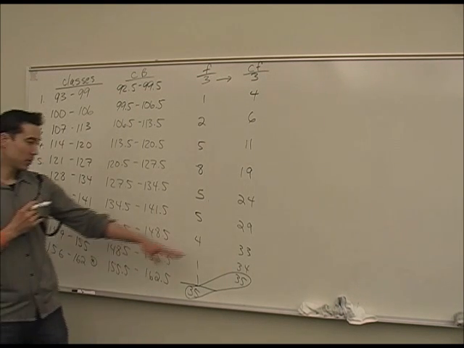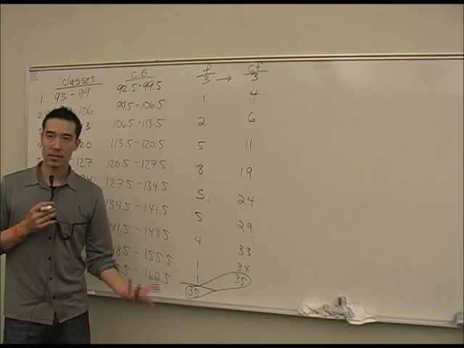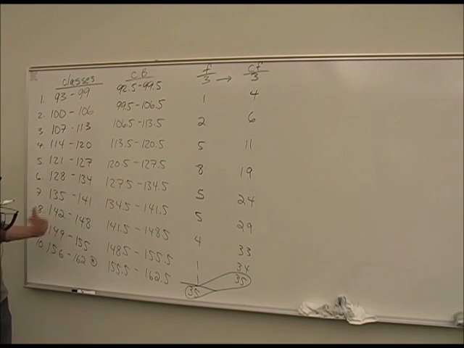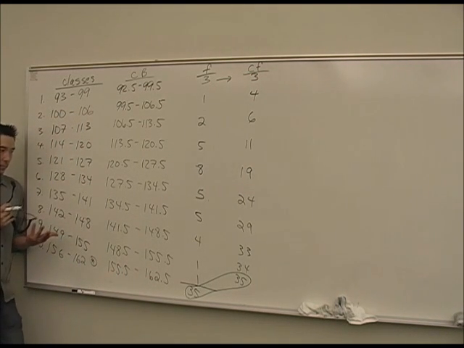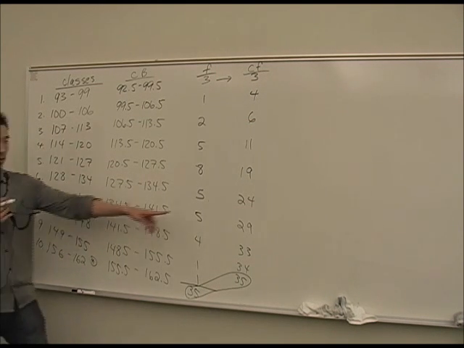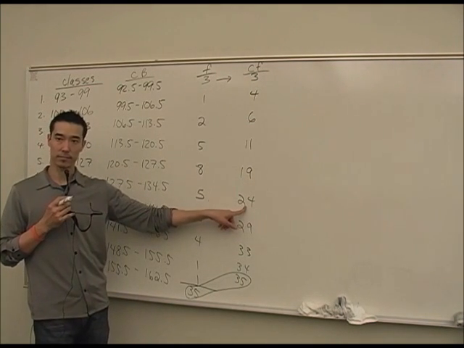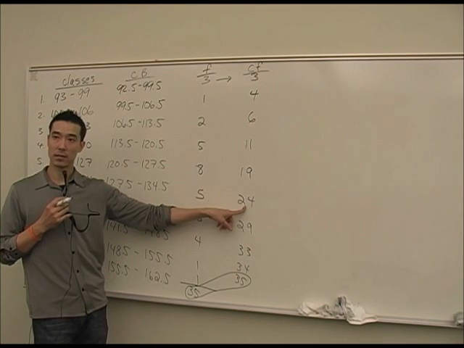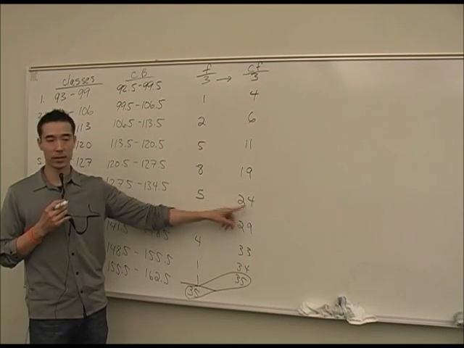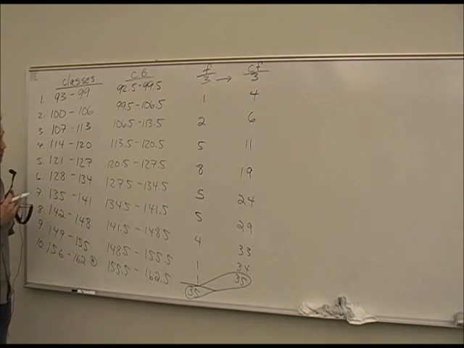What could this actually be used for? Well, what if I asked the question, how many scores were below 135? How many bowling scores were below 135? What would you say? 24, right? I could just look at the cumulative frequency. Does that make sense? So that's primarily what it's used for. Okay?